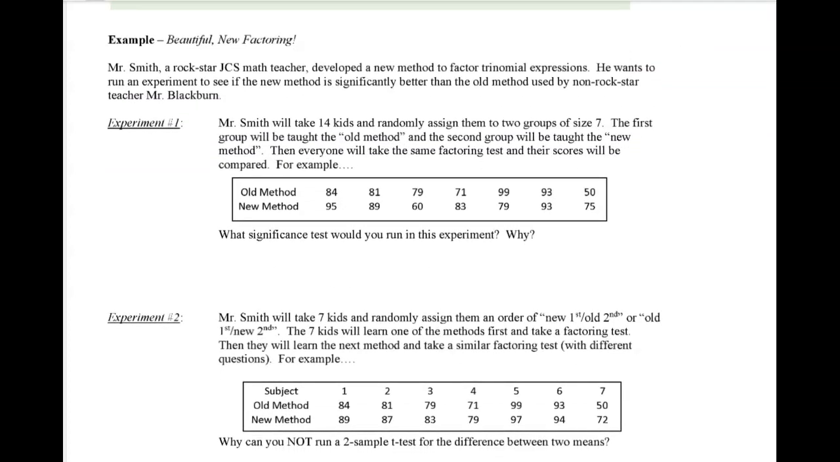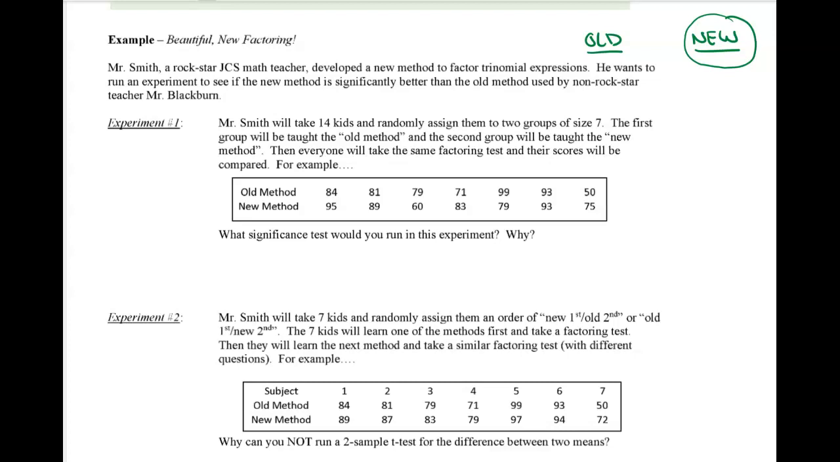Mr. Smith, the rockstar JCS math teacher, developed a new method for factoring trinomial expressions. He wants to run an experiment to see if the new method is significantly better than the old method used by non-rockstar Mr. Blackburn. I'm just teasing around with the context here. So basically we have two techniques for factoring, an old technique and a new technique. The question is, does the new technique cause a higher test score than the old? We need to run an experiment.